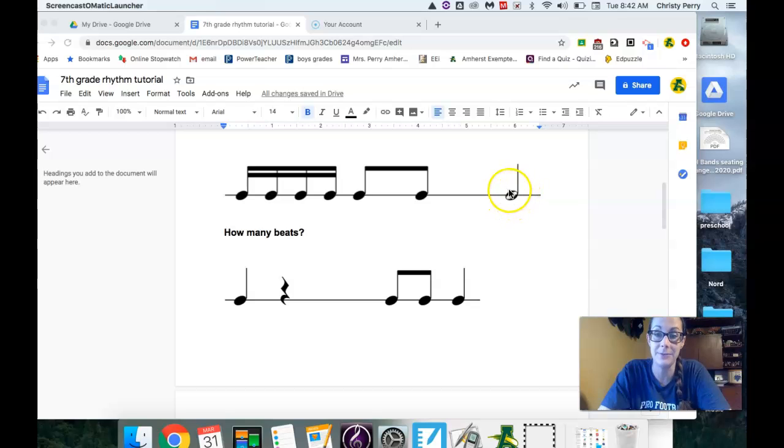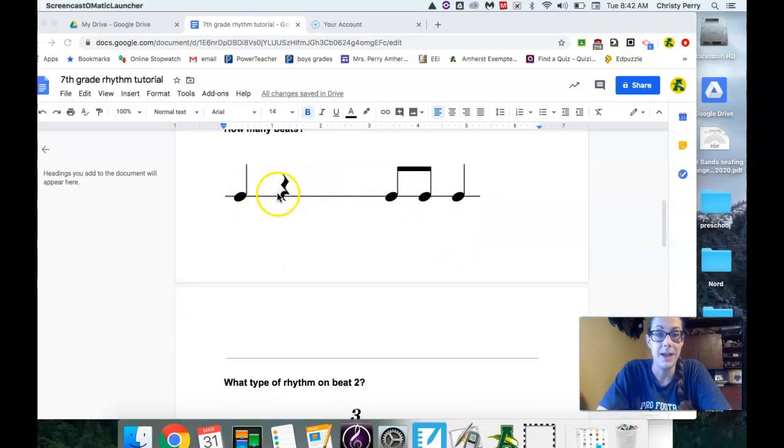And then I have a half note. It is not colored in, it's a half note. That is 2 counts of music, 2 beats all by itself. 1 E and A, 2 and 3, 4. There are 4 beats in that measure.